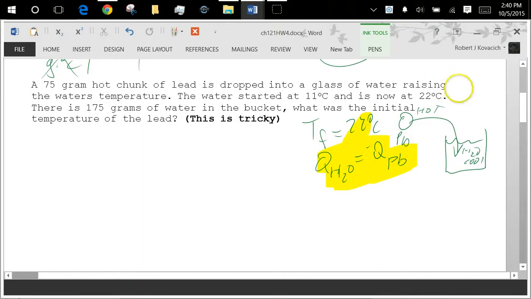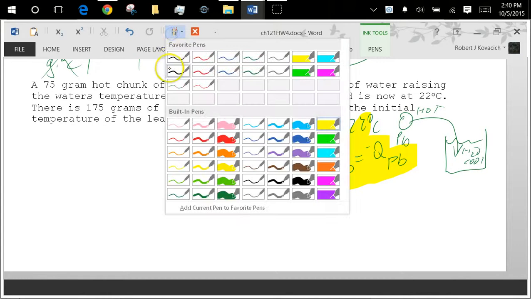I need to recognize this, which is telling me whatever heat the lead lost was gained by the water. So can I calculate the amount of heat the water gained? Yep, I have enough information to do that. Okay, so how do I do that?